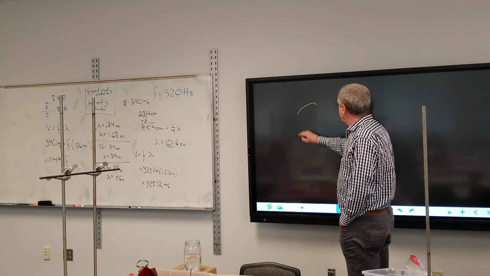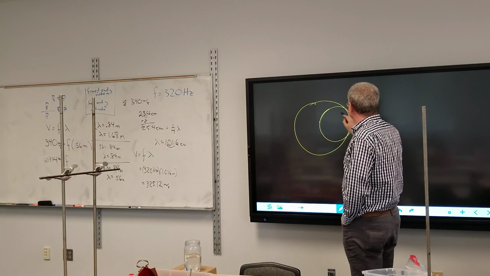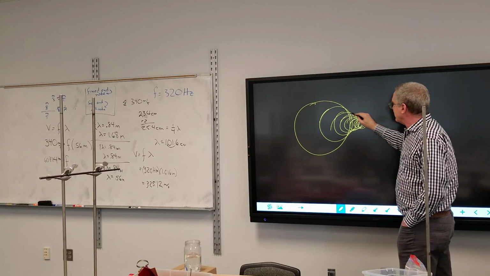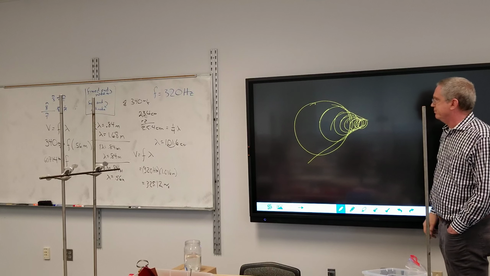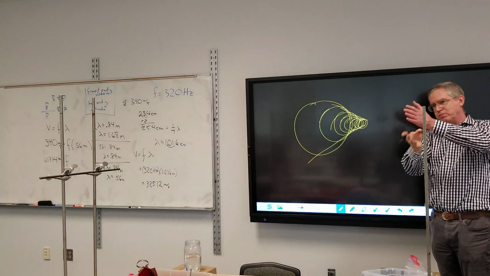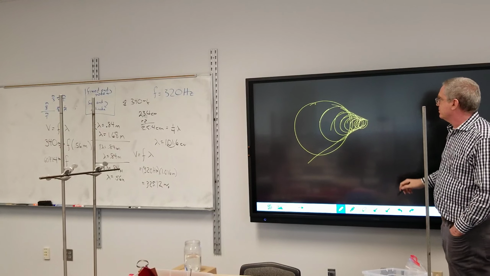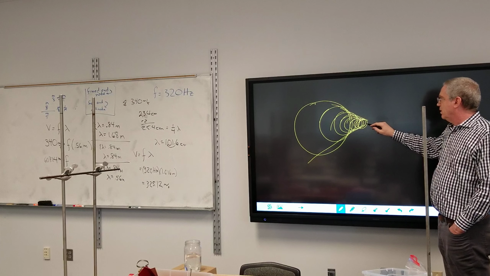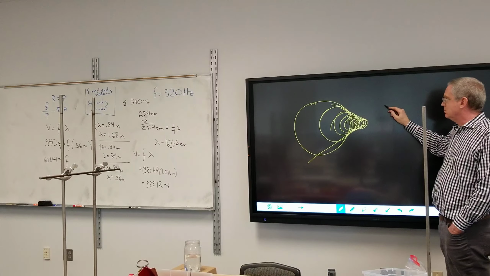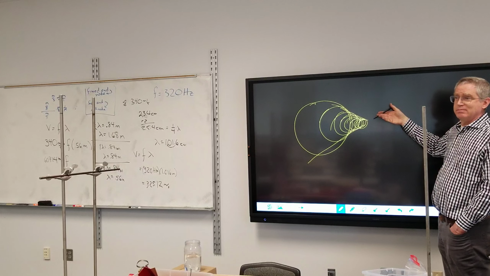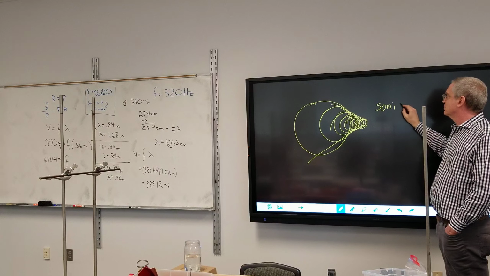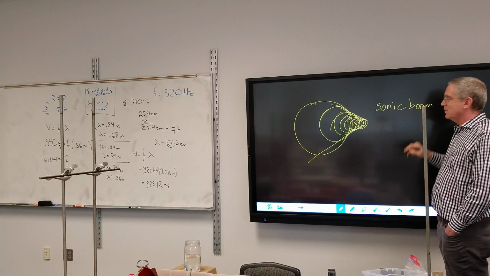So we basically get this cone here. Not a great drawing, but we get a cone of all these pressure waves that are building up on top of each other. And so it sounds incredibly loud. And the name for this? That's a sonic boom.